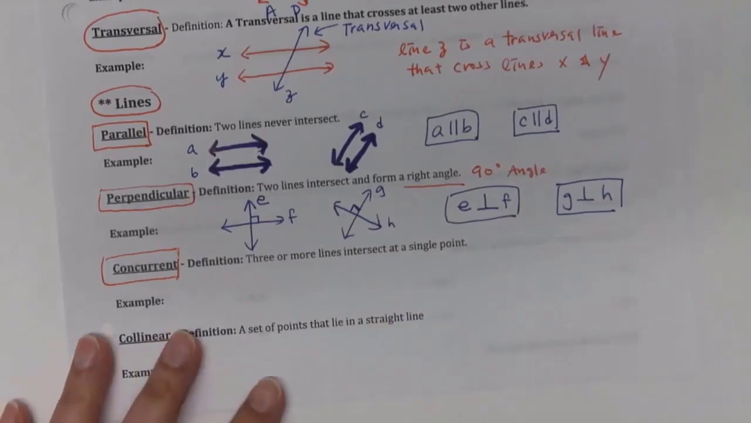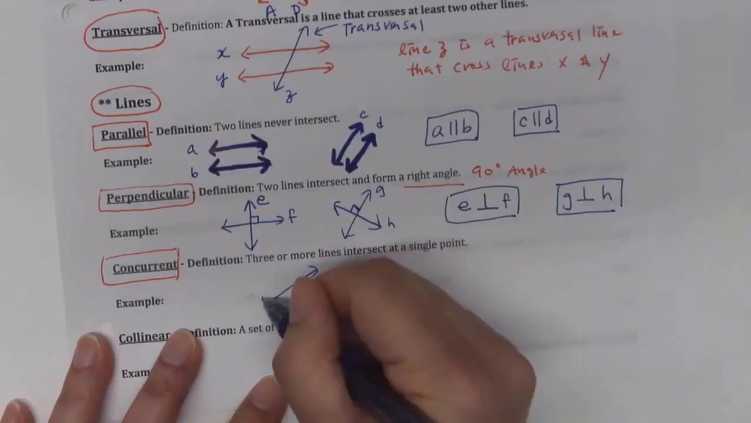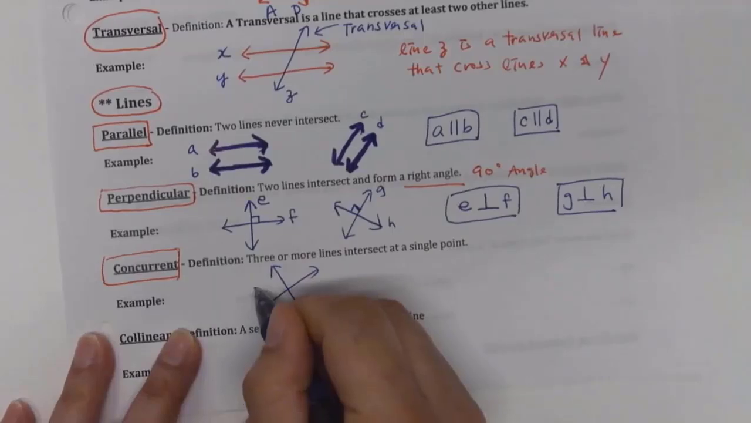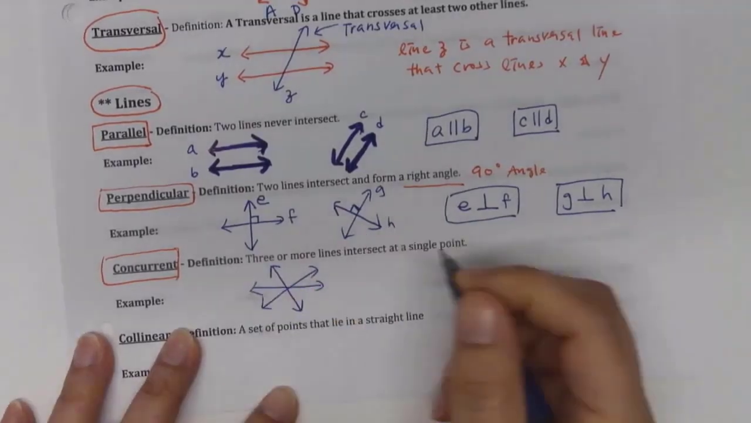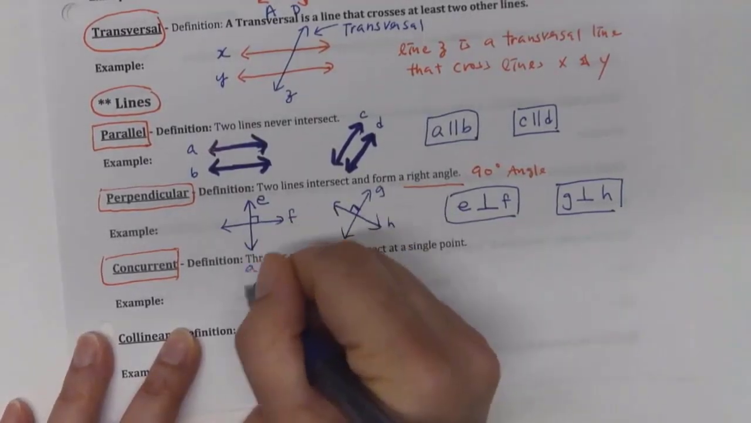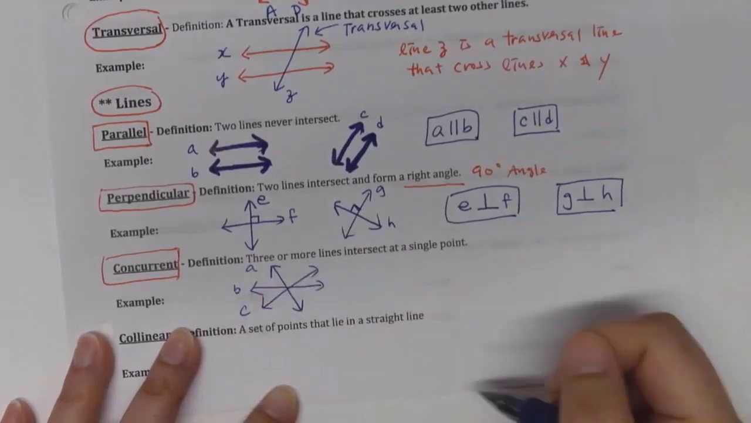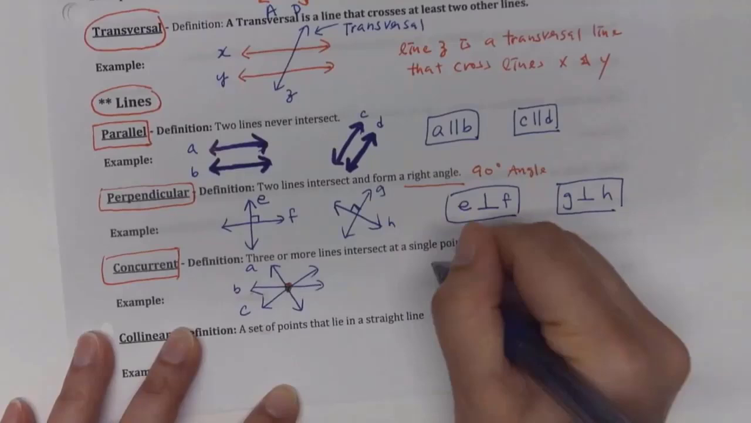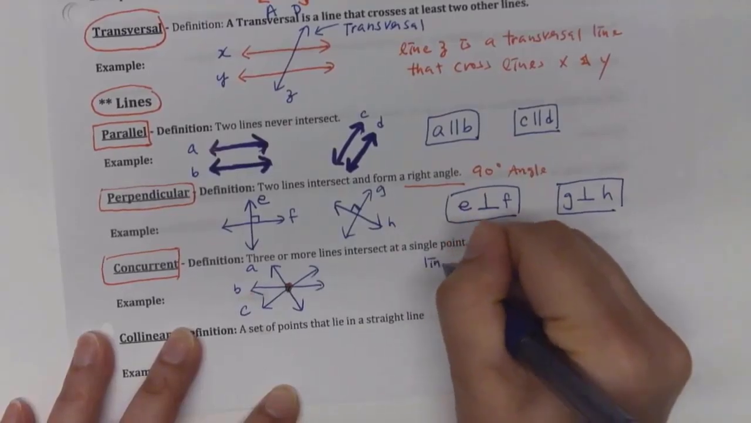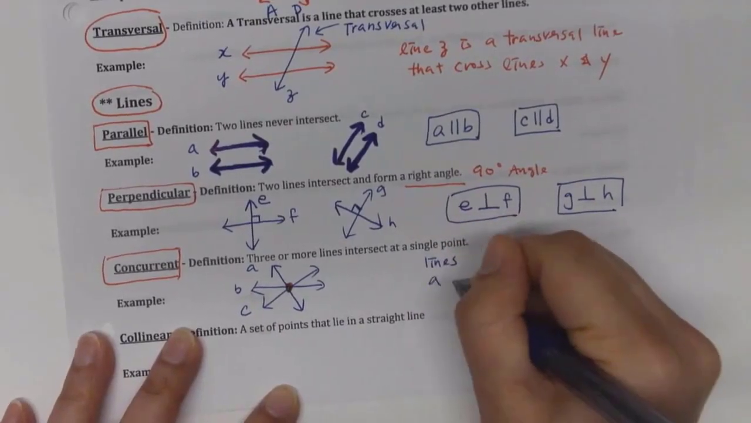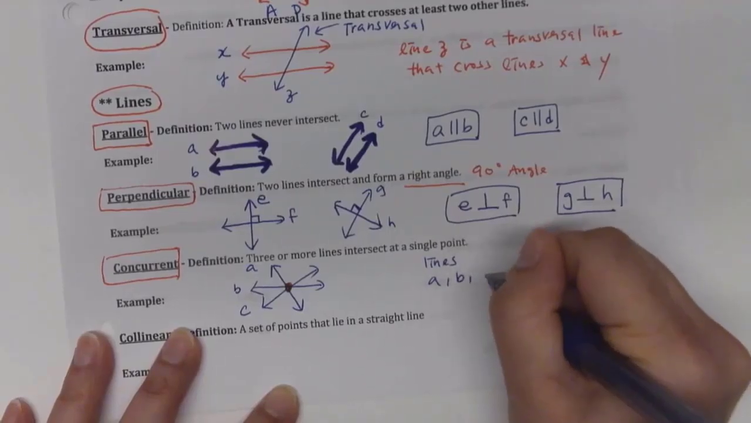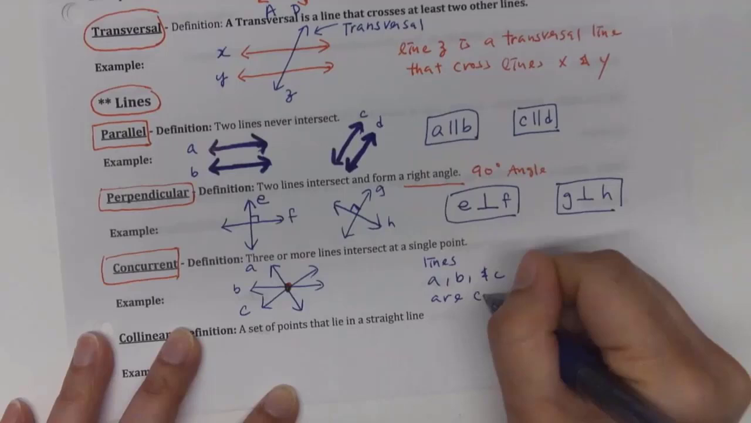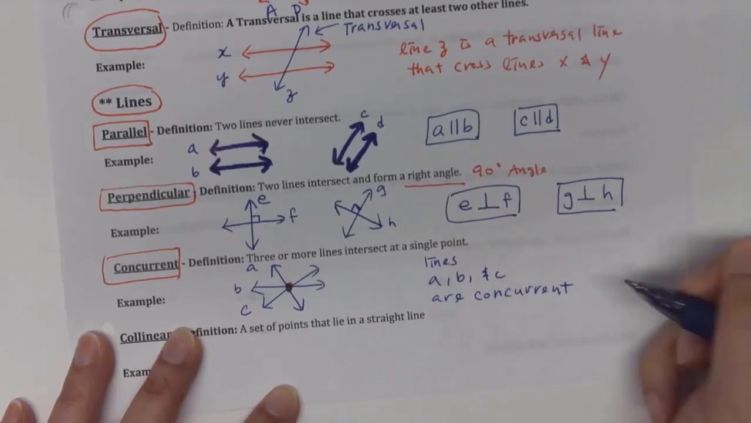If I have three lines and they cross at the same point here, I can call them A, B, and C, and then they have one point crossing in common, so I can say lines A, B, and C are concurrent. All right.